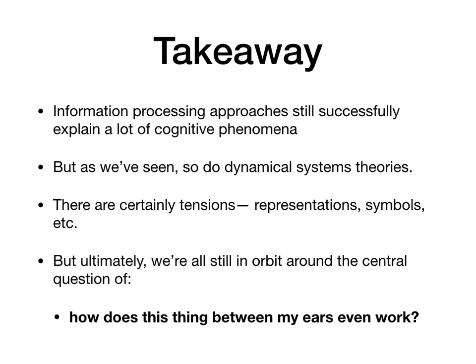So, takeaway from this whole discussion: information processing successfully explains a lot of cognitive phenomena. But so do dynamical systems theories. There's obviously tensions. Representations and symbols are key in certain information processing approaches, but they're sort of denied in dynamical systems approaches. But ultimately, we're all getting at the same big question of how does this thing between my ears even work?